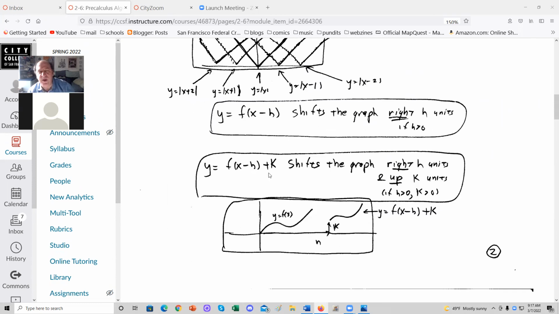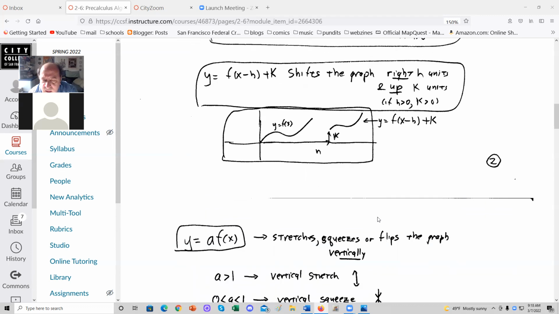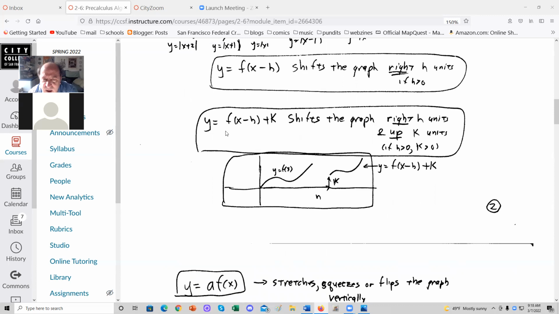And if we do both, y equals f of the quantity x minus h, all that plus k, that'll do a double shift. It shifts the graph right h units if h is positive, and up k units if k is positive, down and left if otherwise. Okay, so for example, here's a graph of y equals f of x. The graph of f of x minus h plus k is moved right h units and up k units, like this. So that's adding and subtracting inside and outside the function.